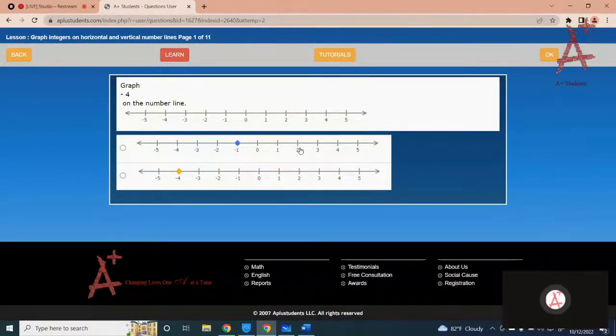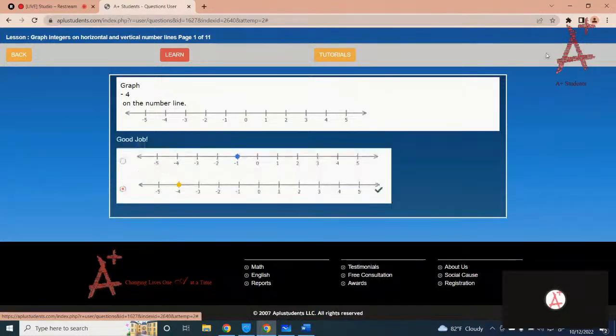The second one. Very good. Because the first one represents the graph for -1. But we have to look for the graph that represents -4. So second one, here you have on the number line, you have -4. Got it? So second one is the correct option. So select the correct option and click on the OK button.